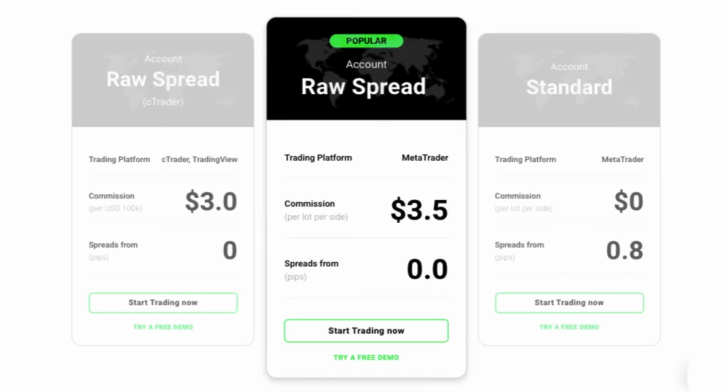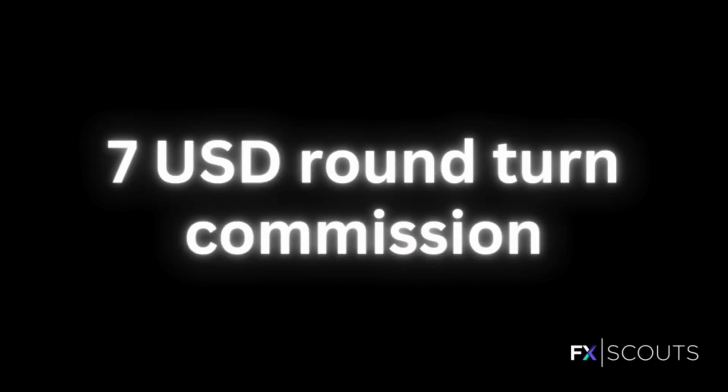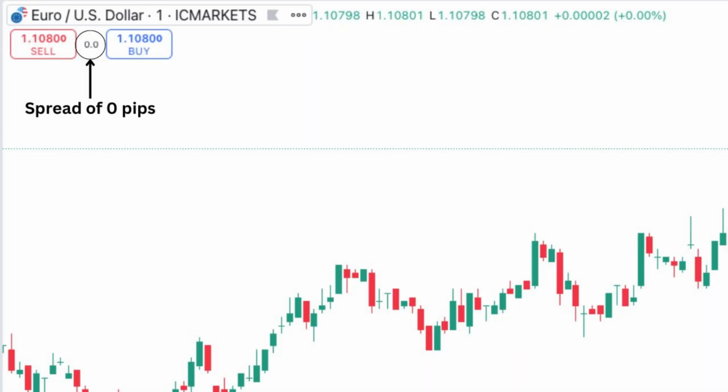Now, to understand commissions, I want to show you IC Markets' raw spread account. So here you have a spread of 0 pips in exchange for a commission of $3.5 per lot per side. This basically means for every 100,000 units you trade, you'll pay a commission of $3.5 to open the trade and $3.5 to close a trade, or a $7 round turn commission. The spread doesn't really factor here because, as you can see on TradingView, the spread is basically 0.